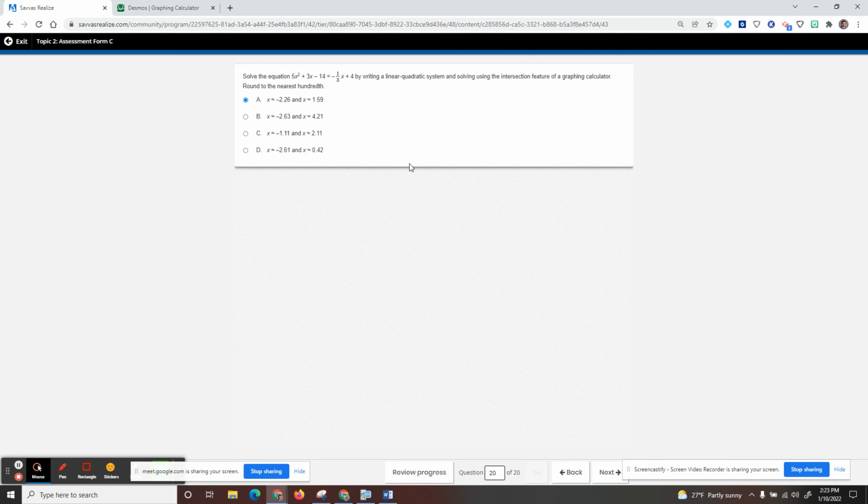So that is how you would solve that one, right? Just split up that big equation into two smaller equations, see where they intersect. Where they intersect is the solution.